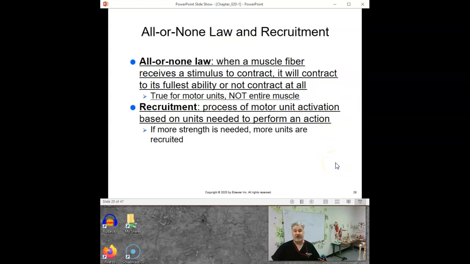All right, I already talked about this, the all or none law. You have millions of fibers, but whatever motor unit you set off, only the fibers in that motor unit go. It might be one fiber, it might be 2,000, but only the fibers in that motor unit go, and they go full force, and that's it. They don't know anything else.